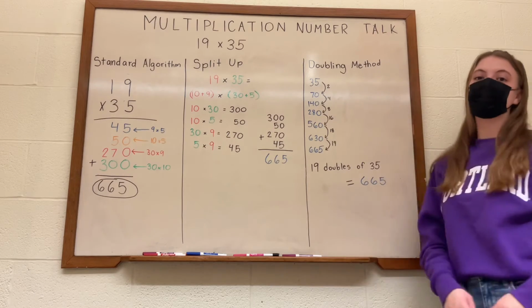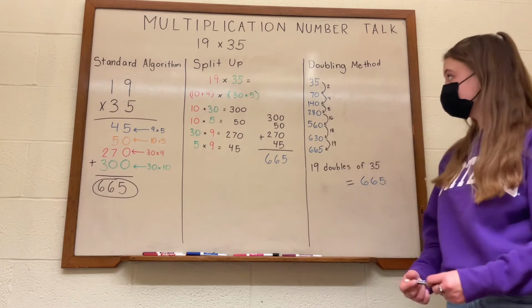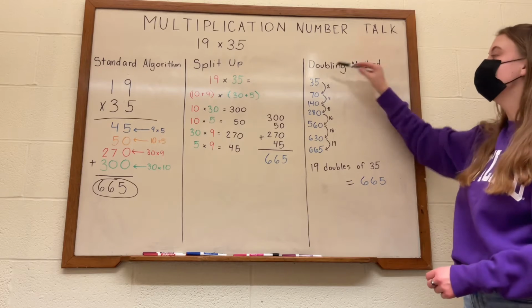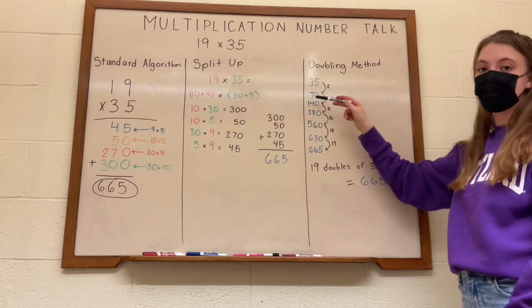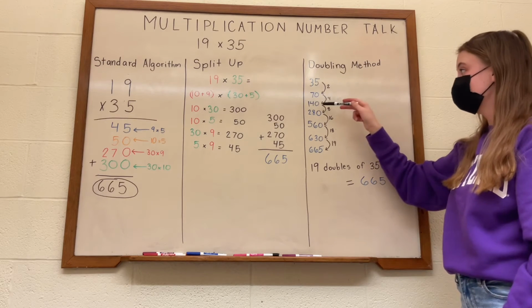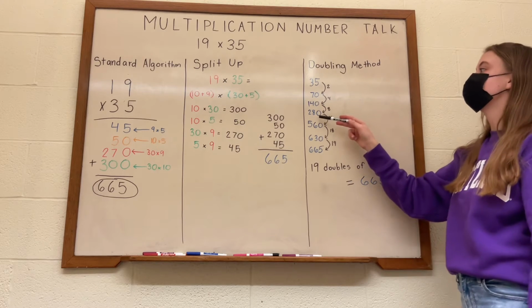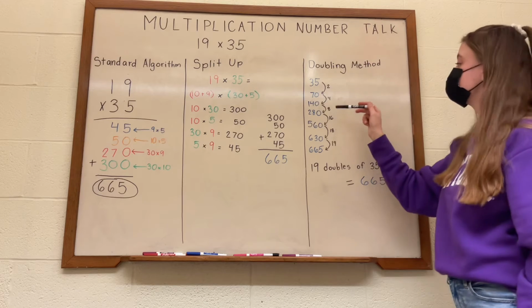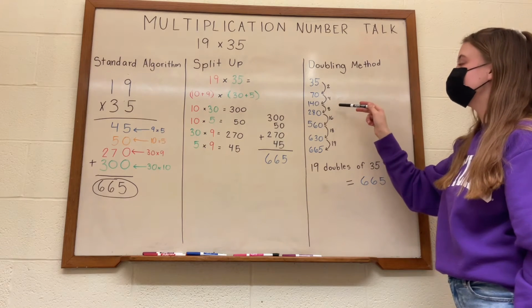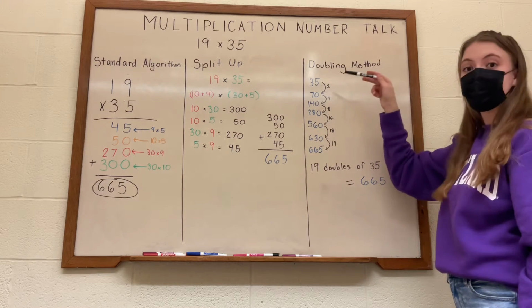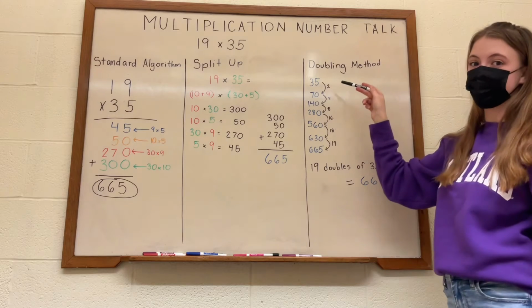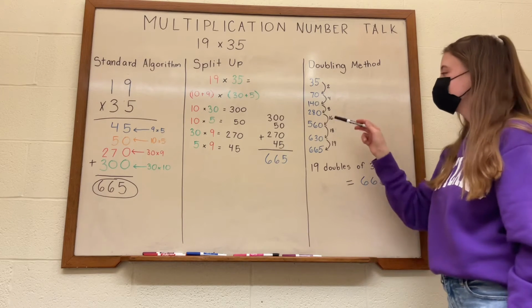The last way you can do it is doing a doubling method. So I started with 35, and 35 doubled is 70, and then 70 doubled is 140, and then 140 doubled is 280, which is essentially 8 doubles of 35, so 280 is 35 eight times.